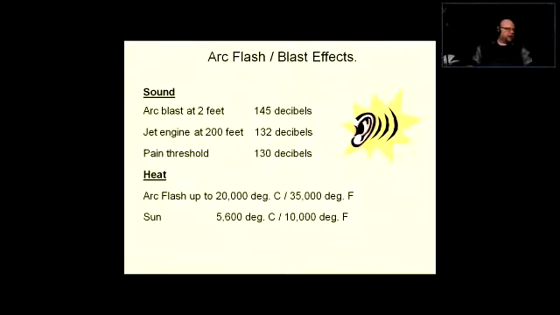All right, arc flash blast effects. There's a sound involved. Arc blast at 2 feet can go up to 145 decibels. What does that mean? Well, a jet engine at 200 feet is 132 decibels, and the human pain threshold for the ear is 130 decibels. If there are any musicians or pro audio persons around here, I think it's 90 decibels.